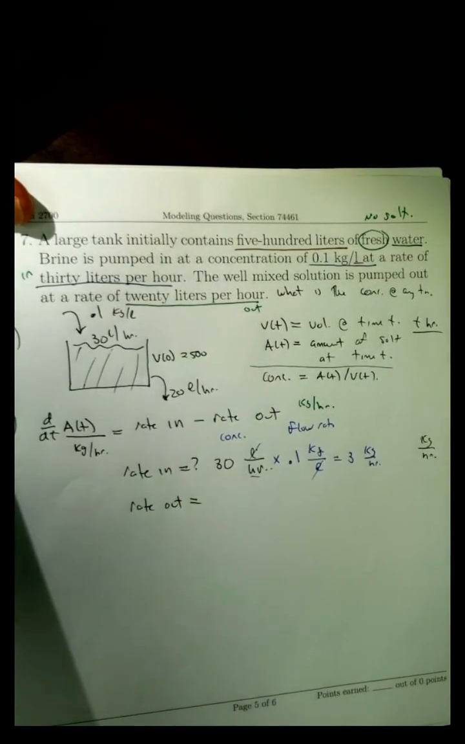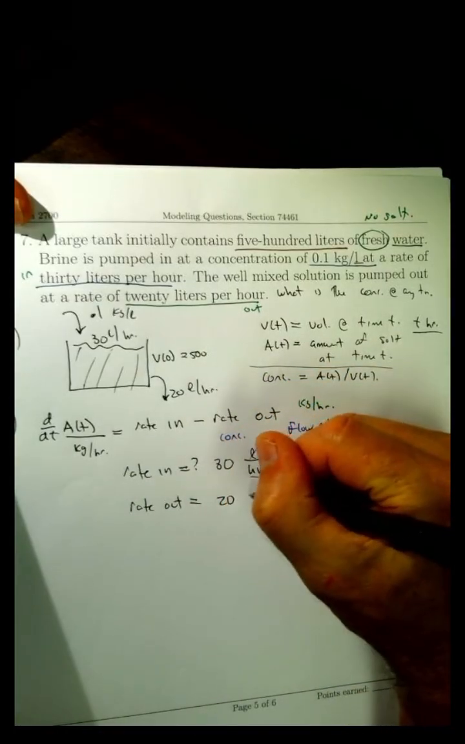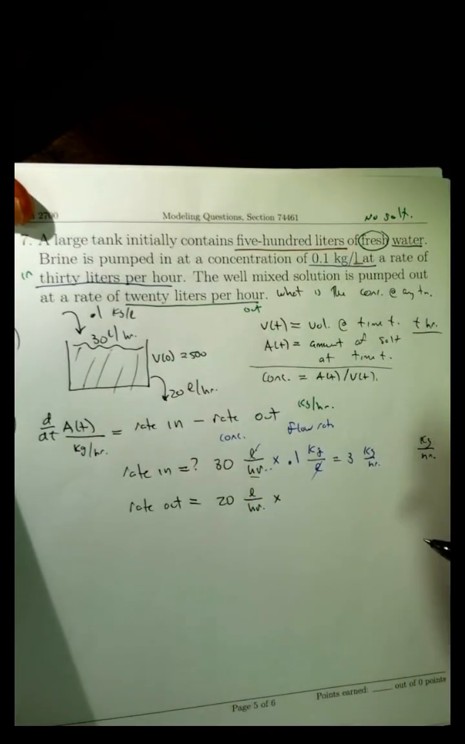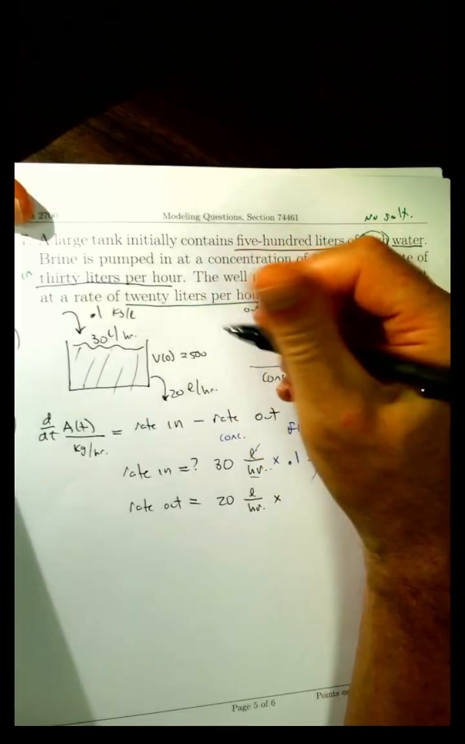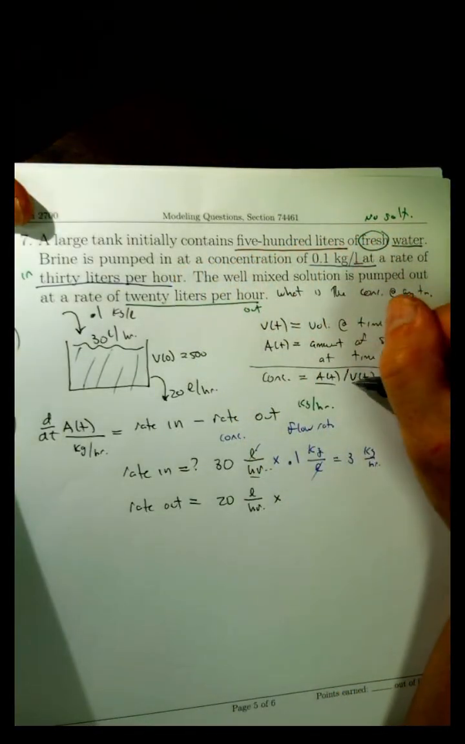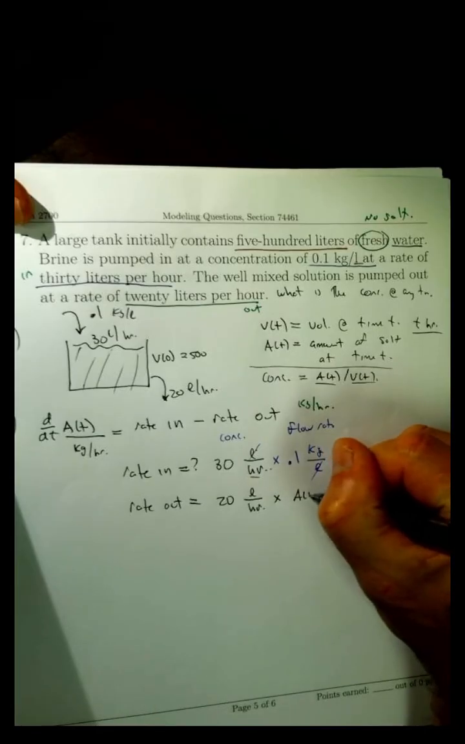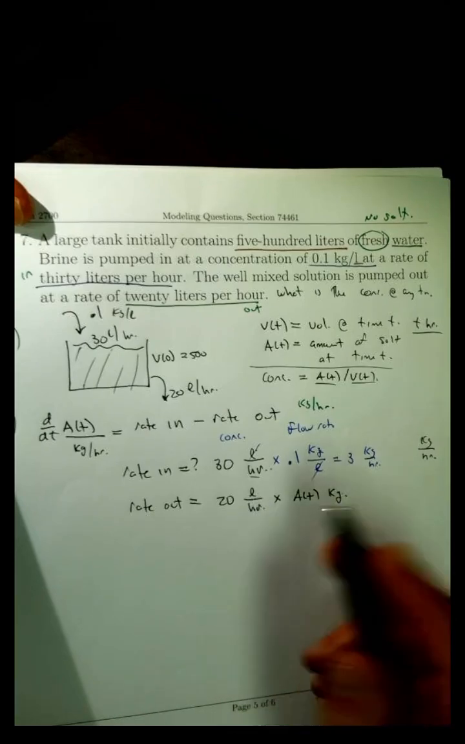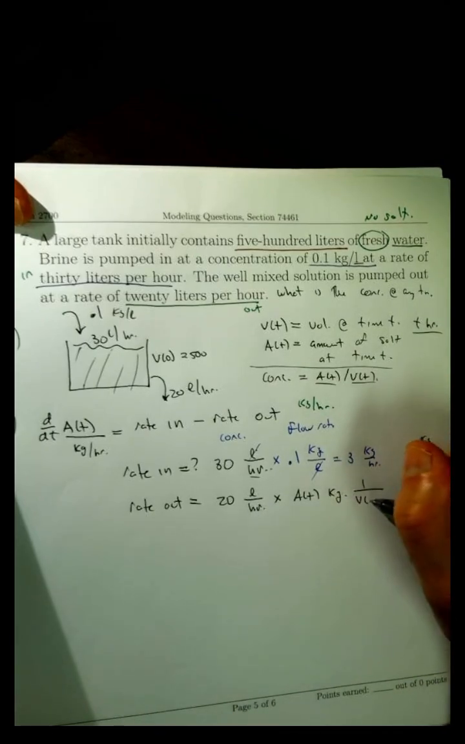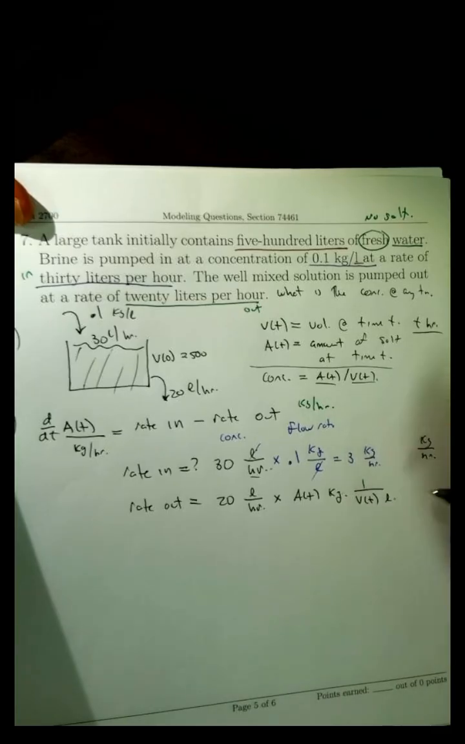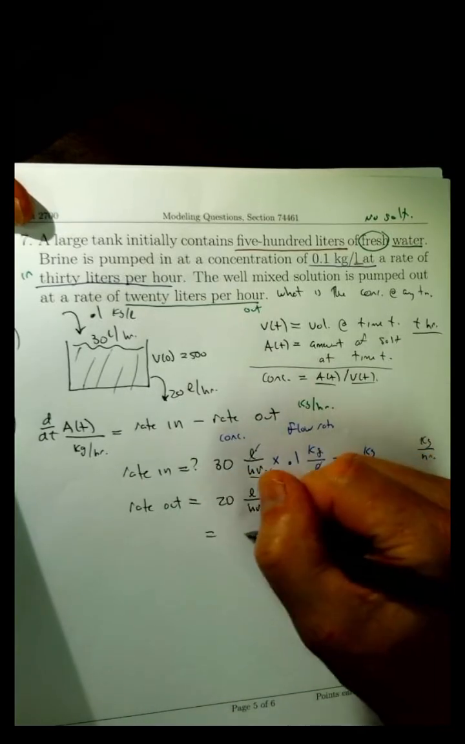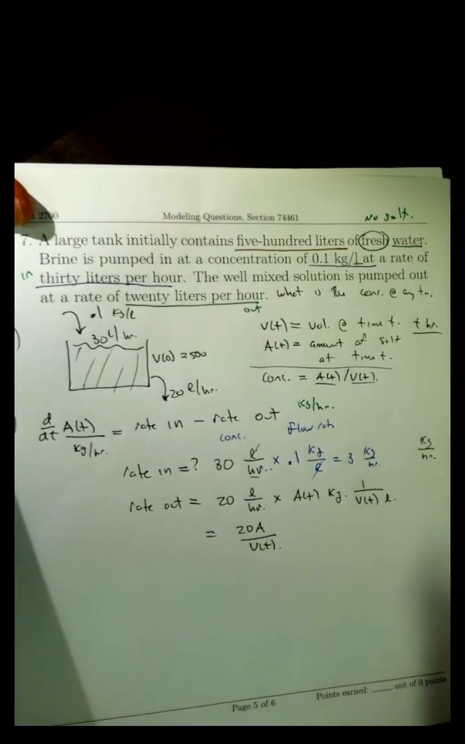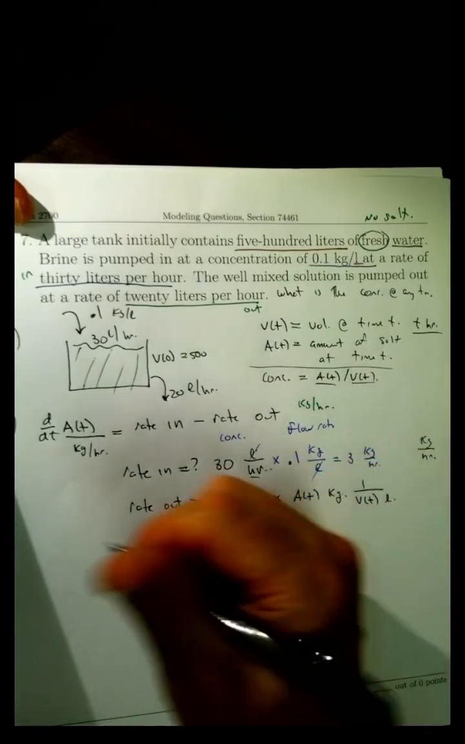For the rate out, let's see, we have stuff flowing out at 20 liters per hour. And the concentration in this case is the amount divided by the volume. So I have A of t kilograms. So now I've got liters, kilograms per hour. I need to get rid of liters. So I'm going to divide by the volume, which is liters. So this gives me 20A over V of t. So I've got to figure out my V of t.